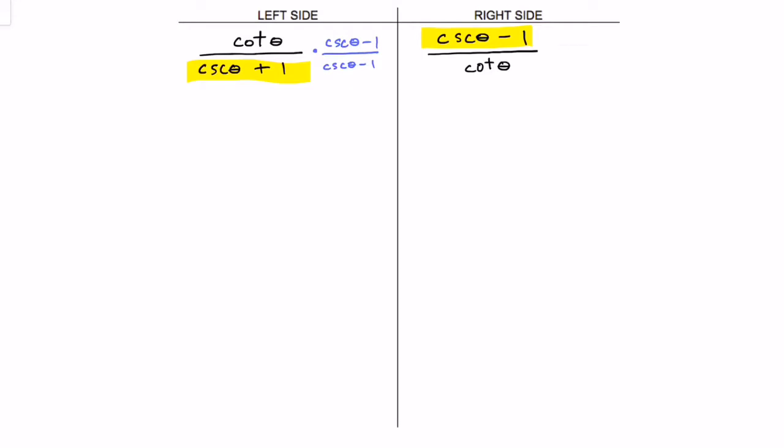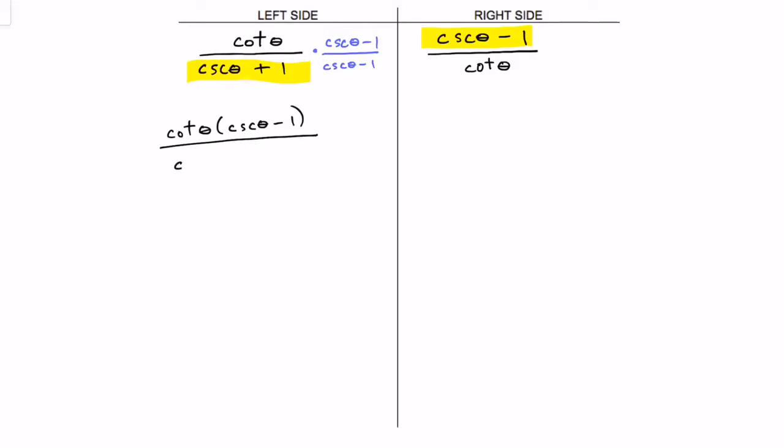If you wanted, you could work on the right instead, but you would multiply top and bottom by cosecant theta plus 1. Okay? So it's your choice. It doesn't matter which side, but you only work on one of the two sides. So now when I expand this, this is cotangent theta times cosecant minus 1. Because they're not conjugates, I'm not going to multiply those out. I'm just going to leave it in brackets.